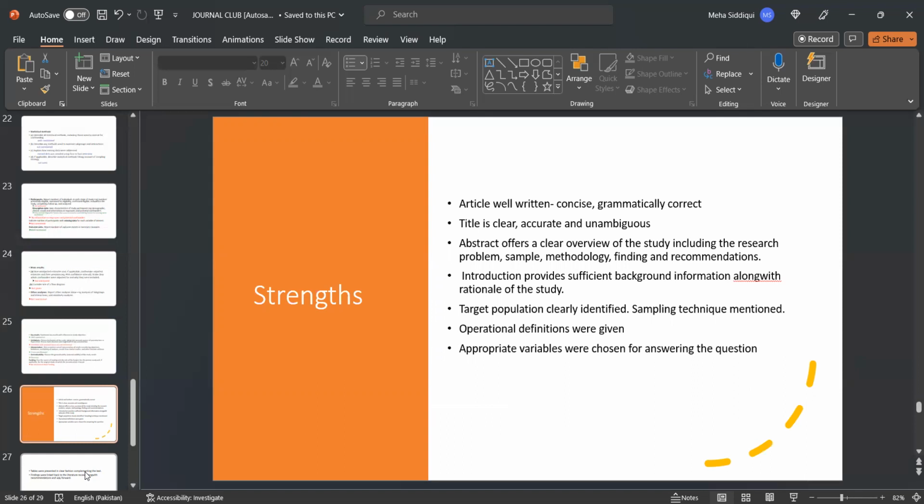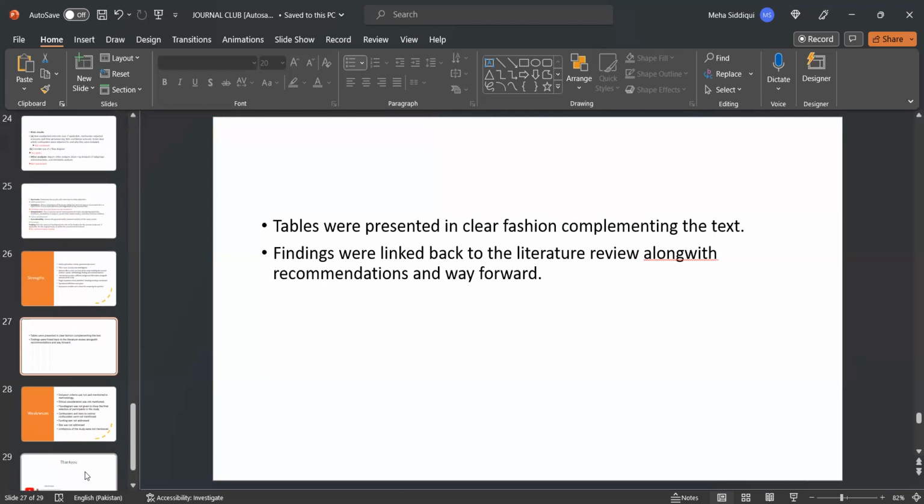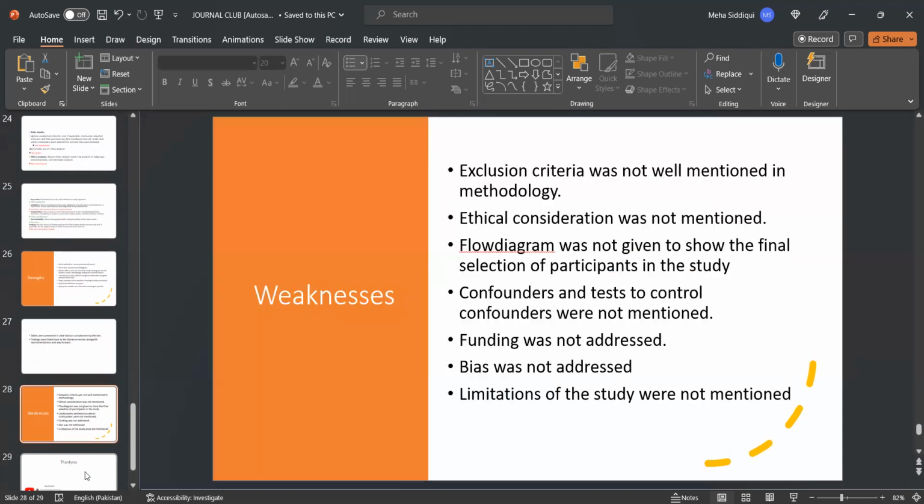Target population is clearly identified, sampling technique is mentioned, operational definitions were given, and appropriate variables were chosen for answering the question. Tables were presented in a clear fashion, complementing the text. Findings were linked back to the literature review along with recommendations and way forward.